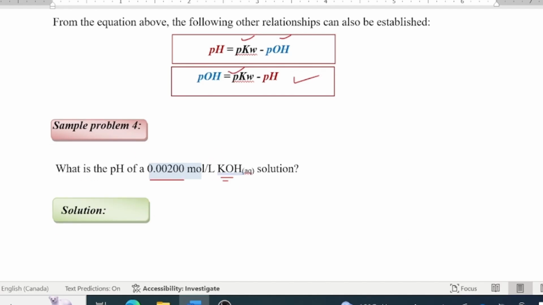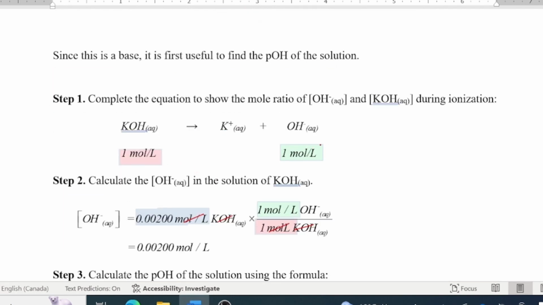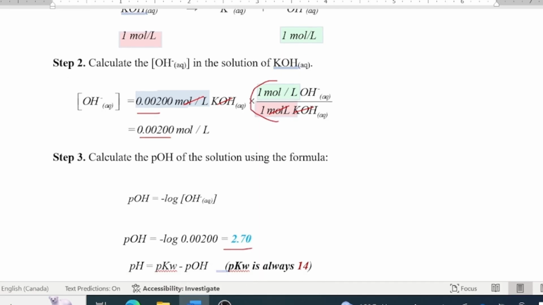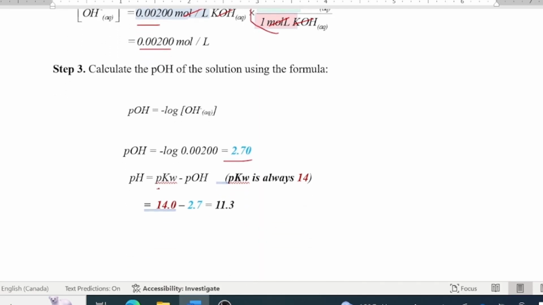So let's do this one. First of all, you do the ionization equation. You take what you have, multiply by the mole ratio here, and this is the concentration of your OH. pOH, the negative log of that, is equal to this. Well, hold on. We just told you that pH is equal to pKw minus pOH. So you could very quickly find what the pH is by subtracting that value from 14 there. Go back and watch this video again, consolidate your understanding of it.